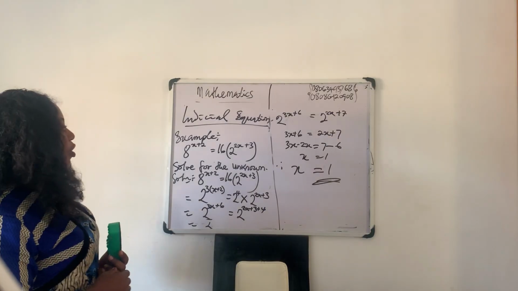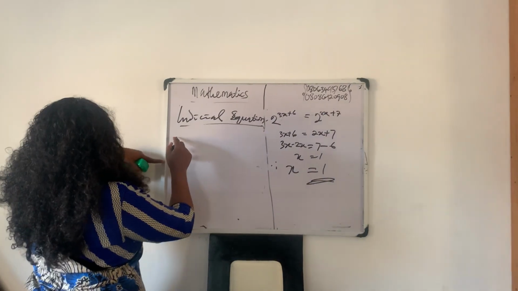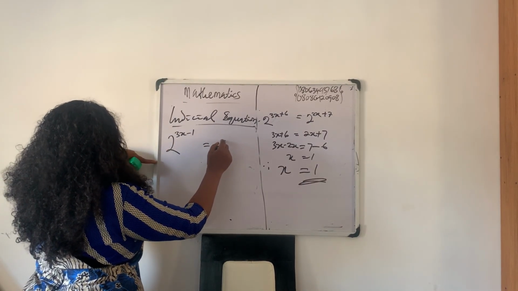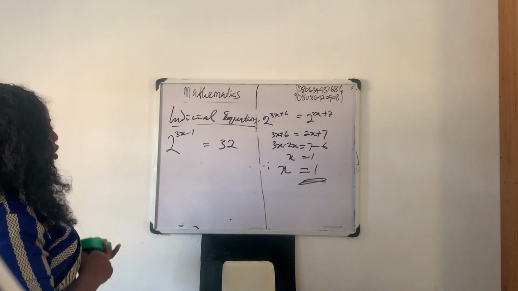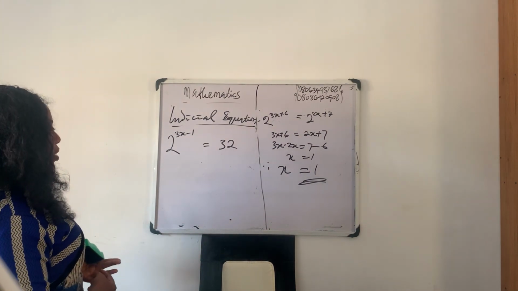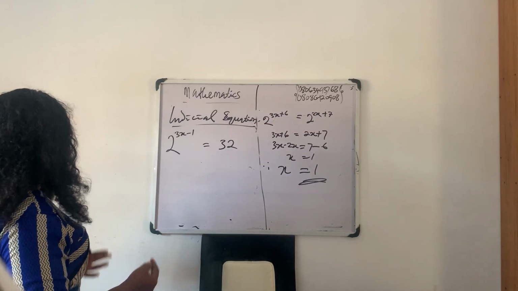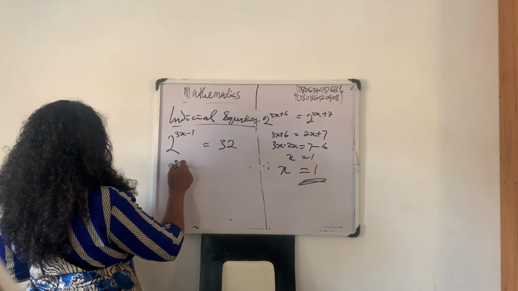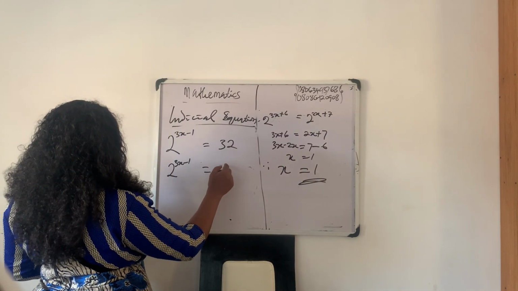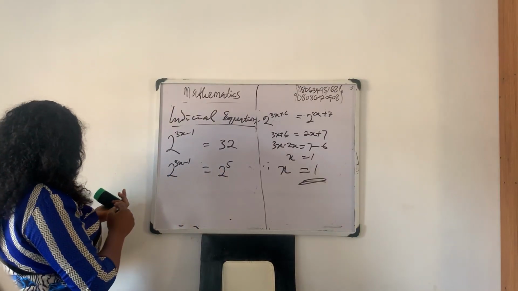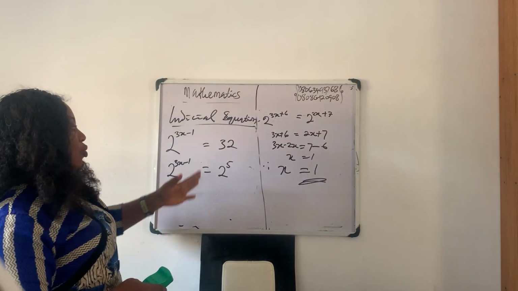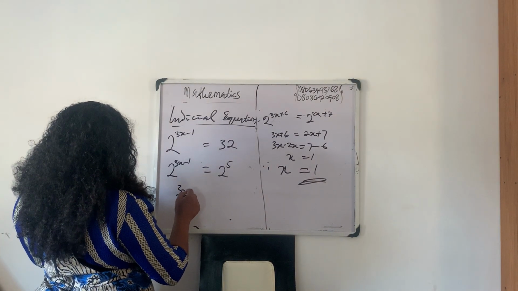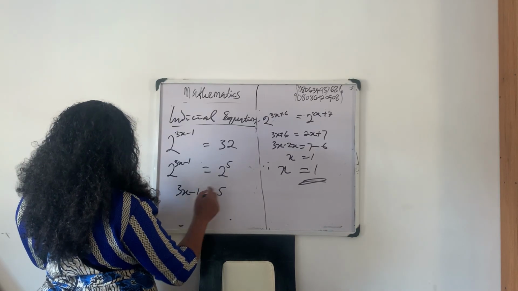Now, before we quit from this chapter, we're going to solve things like this: 2 raised to the power 3x minus 1 equal to 32. To solve for the unknown, the same thing we did in the last example, you have to make sure that the bases are equal. Now, 2 raised to the power 3x minus 1 equal to 2 raised to the power 5. Why? 2 multiplying itself 5 times will give us 32. So the bases are equal. You bring down the power: 3x minus 1 equal to 5.